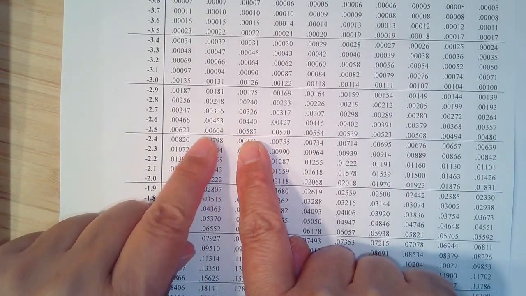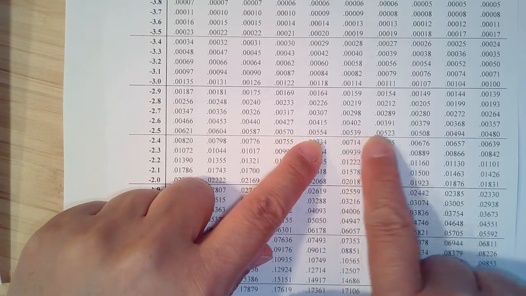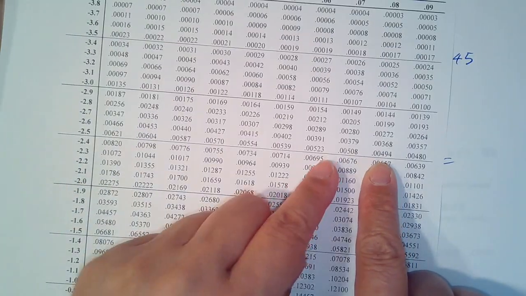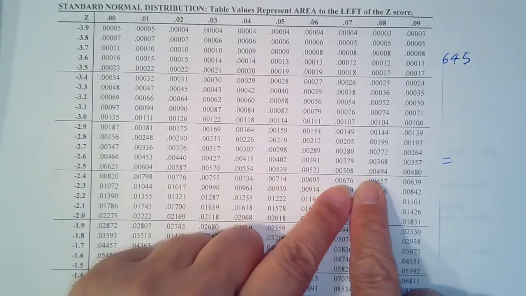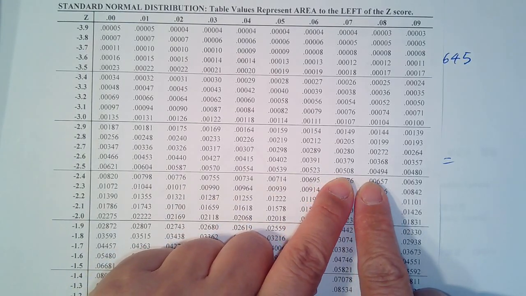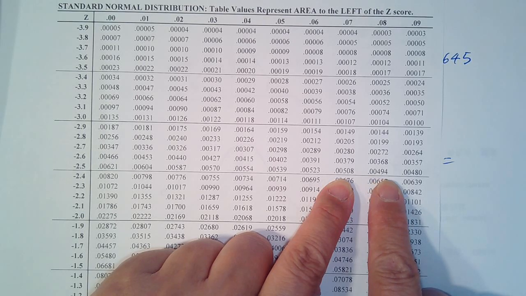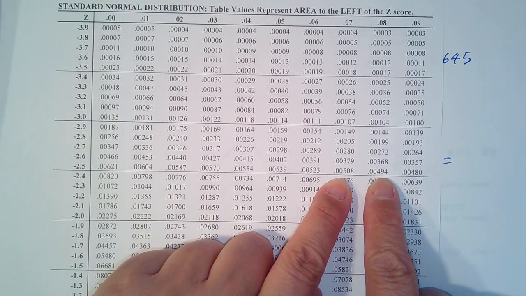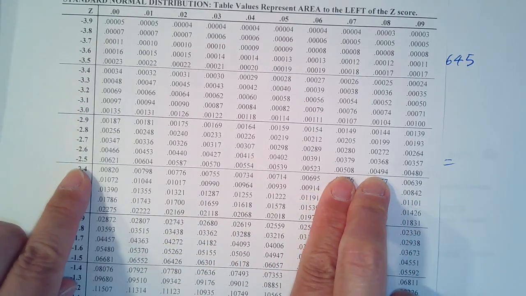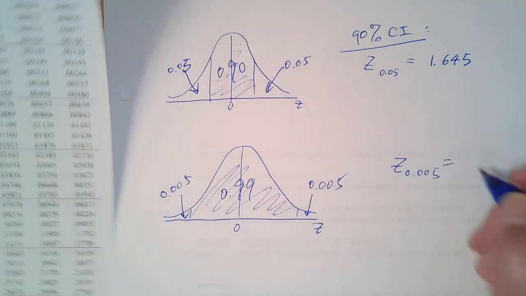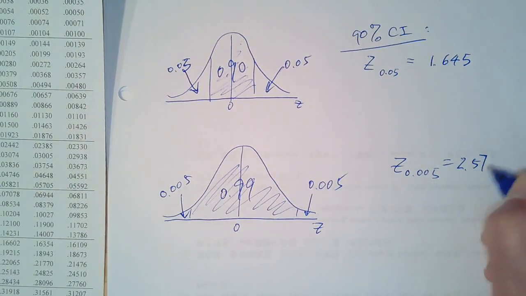Here's a 5, here's a 4, and did you see here? 0.00508 and 0.00494 is somewhere between these two, so it's 2.575. Okay, do you see that? 2.575 in between these two, so that is 2.575.